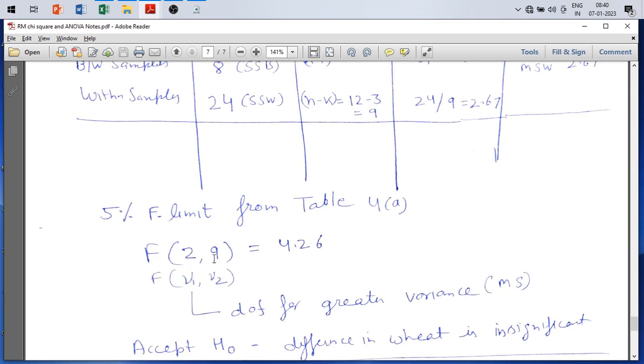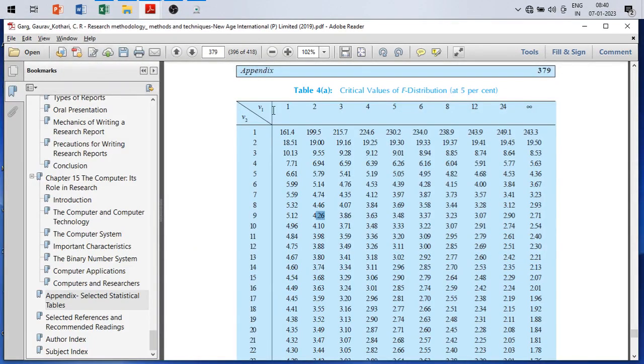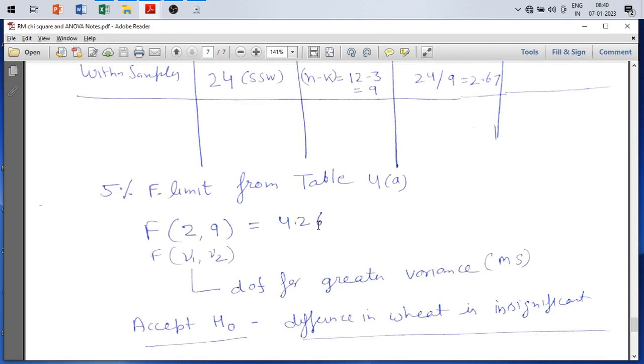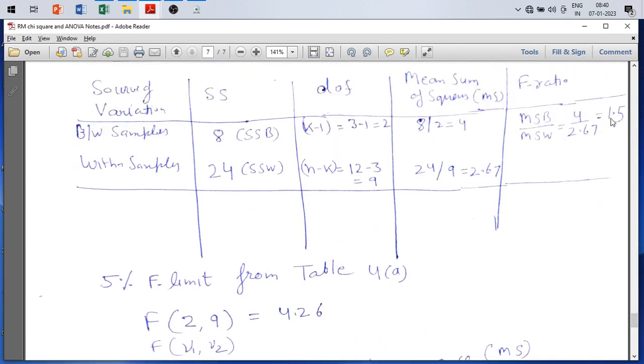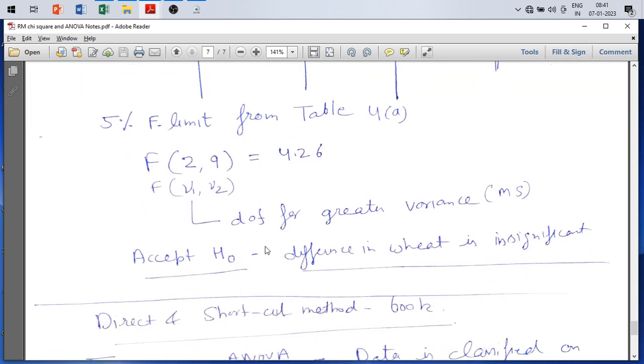So we are going to read F29 from the table. So read V1 is 2 and V2 is 9. Corresponding to that, you read this value, 4.26. This is the critical value of F. So the critical value is 4.26, and the F ratio we got was 1.5. It is less than the critical value, so it will fall in the acceptance region. So we just accept H0, the null hypothesis, which is that the difference in weight is insignificant.